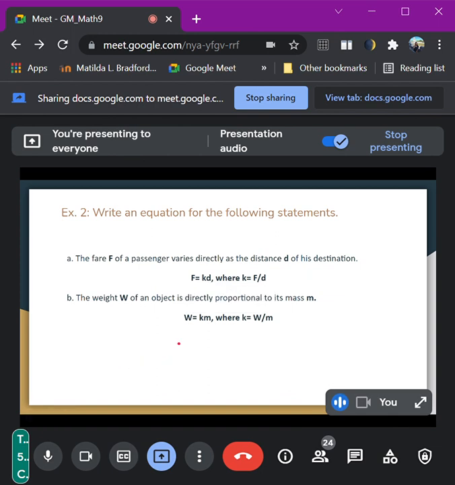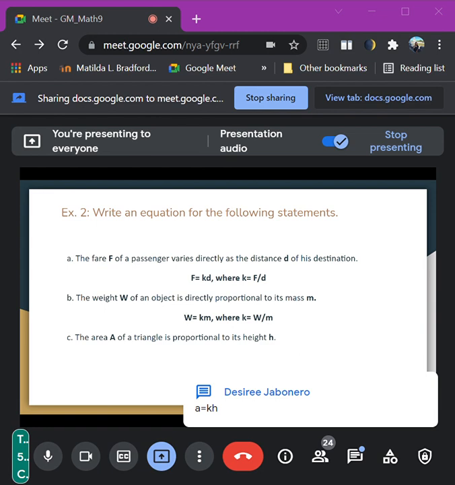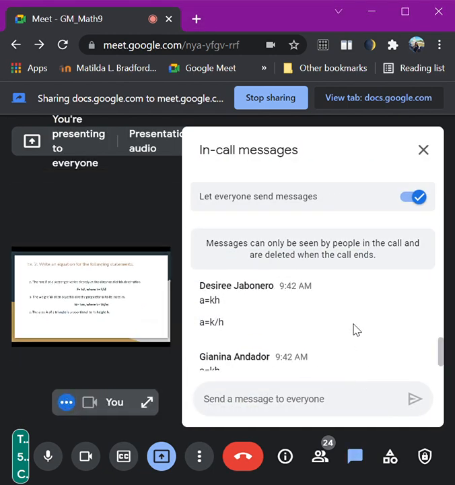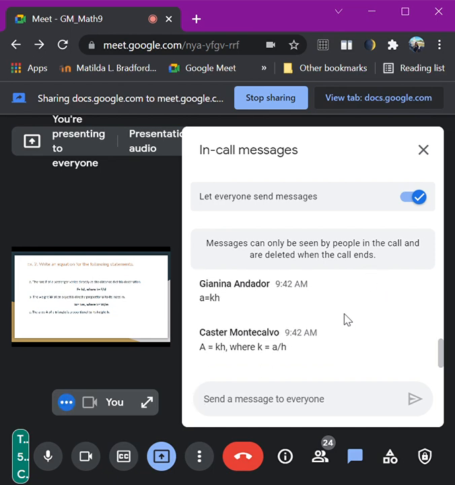Now, let's go to the last example. The area A of a triangle is proportional to its height. How are we going to write that one? Okay, you have A is equal to K times H. Or maybe that is K is equal to A over H.